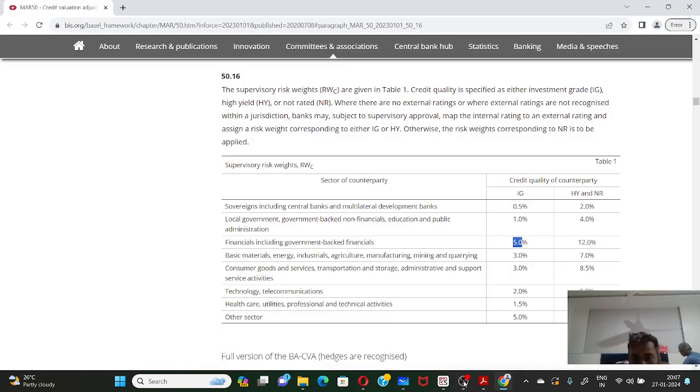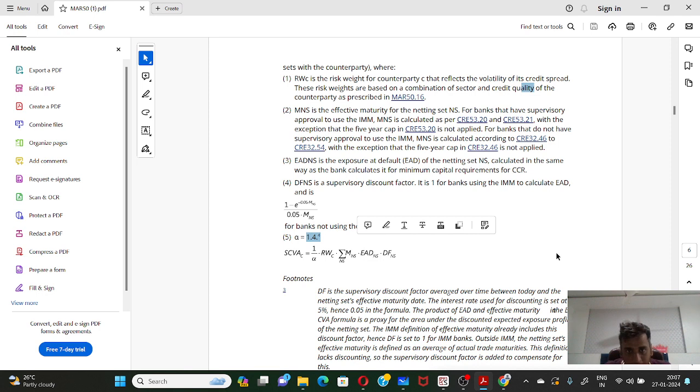Now if it is financials but high yield, then that will be 12%. Then basic materials, energy, agriculture, mining, 3% or 7%. So they have done their historical analysis, and this is what they have found, this is the kind of mapping that they'll use.